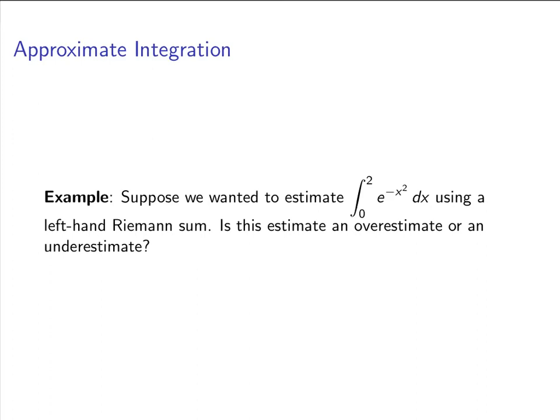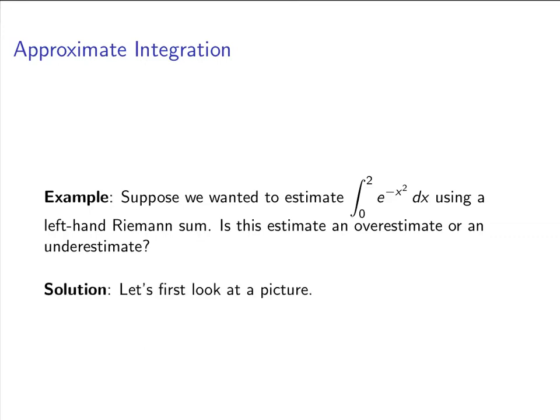Hello, calculus fans. Let's say we're going to estimate the integral from 0 to 2 of e to the minus x squared dx, and we're going to use a left-hand Riemann sum. I don't actually want to compute this estimate. What I really want to do is say, if we were to compute an estimate, would it be an overestimate or an underestimate?